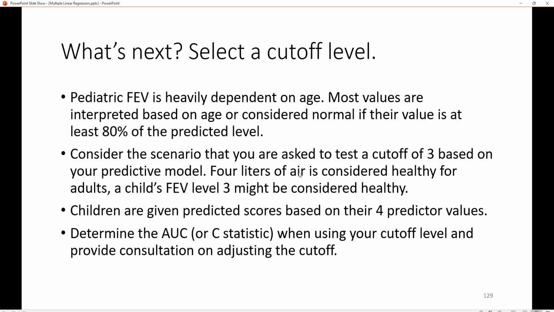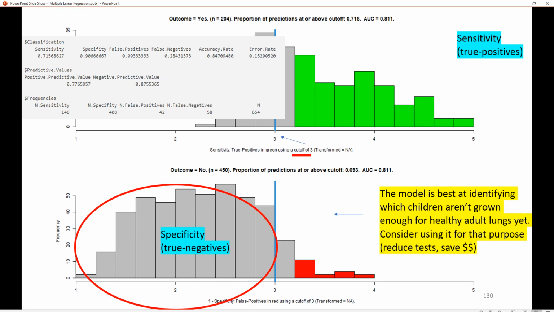4 liters of air is considered healthy for adults. A child's FEV level of 3 might be considered healthy. Children are given predicted scores based on their 4 predictor values. Determine the area under the curve or C statistic when using your cutoff level and provide consultation on adjusting the cutoff. So here's what it looks like when we set a cutoff at a level of 3.